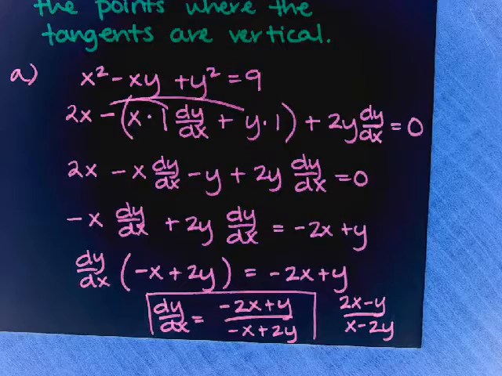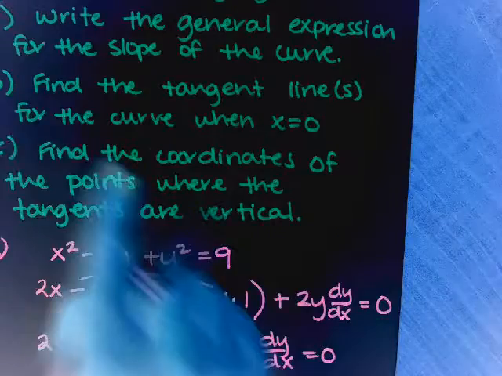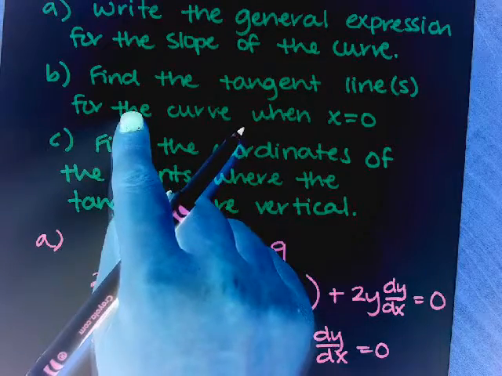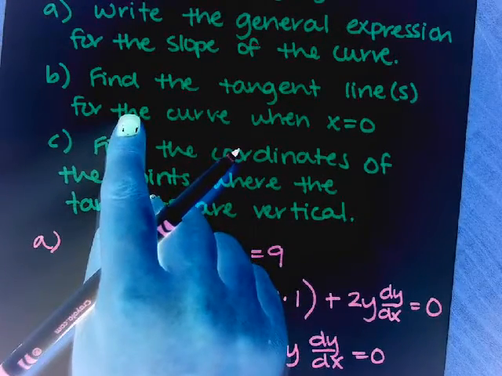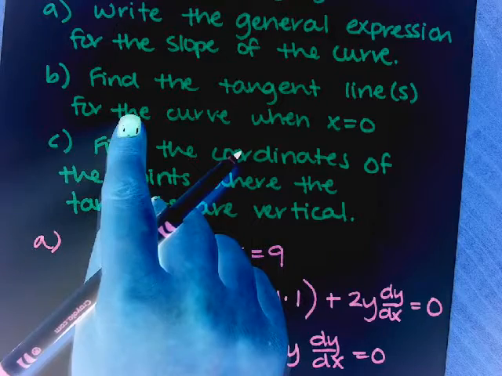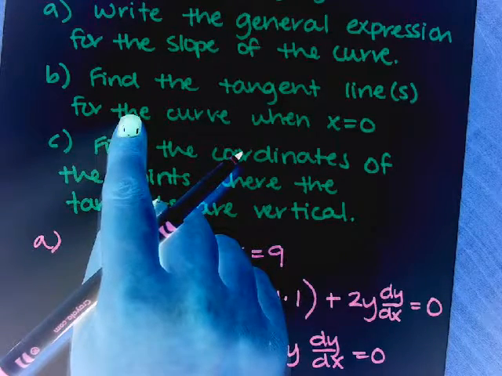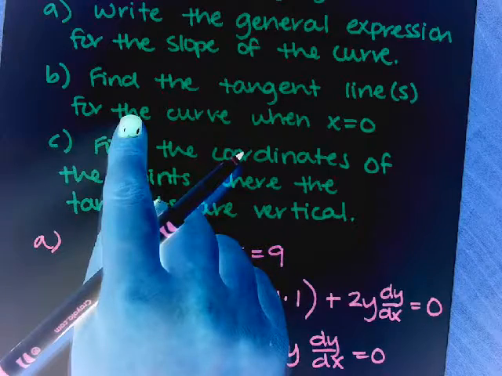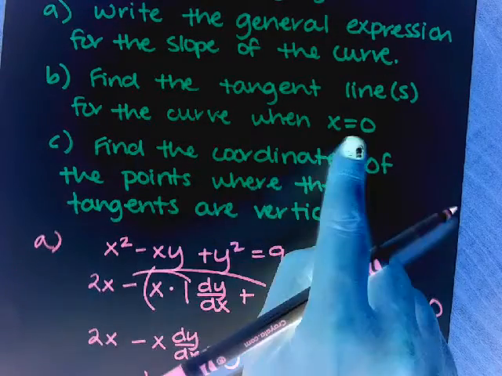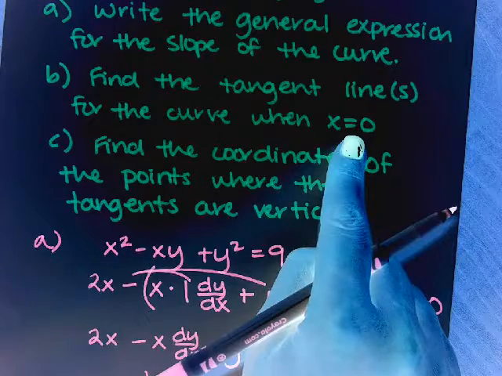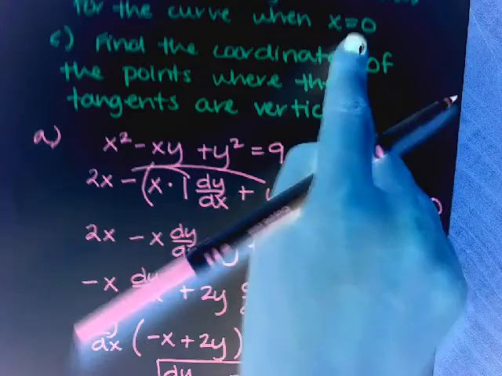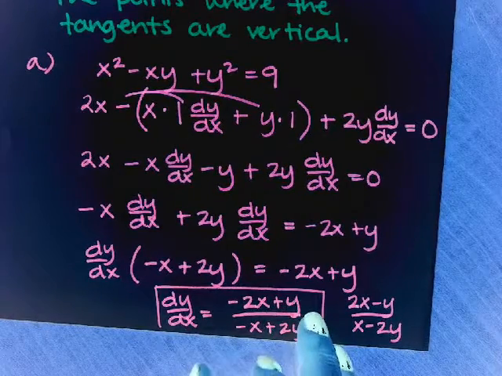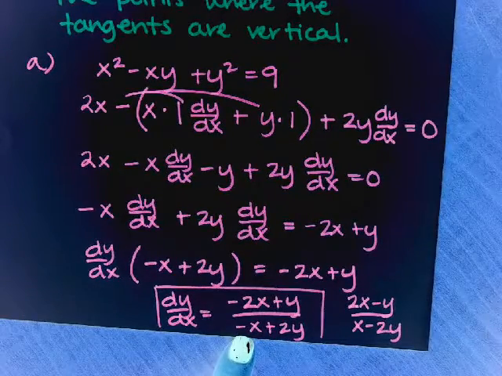All right, so now what we want to do is part B, which is find the tangent for the curve when x equals 0. If I want to find the tangent for the curve when x equals 0, what do I need to do? So we found the derivative. What do I need to do with x equals 0? Plug it in. Now, normally we would say if I want to find the tangent line, I just take the derivative, I just plug 0 in. However, we have an issue.